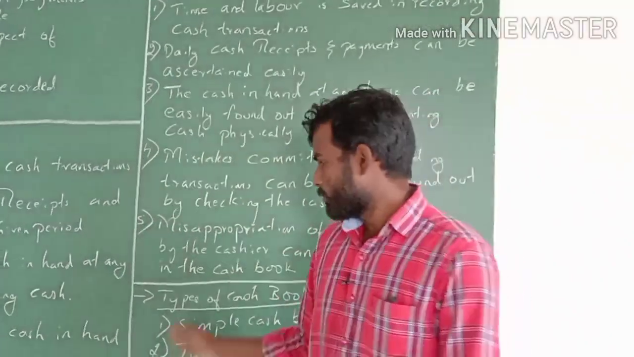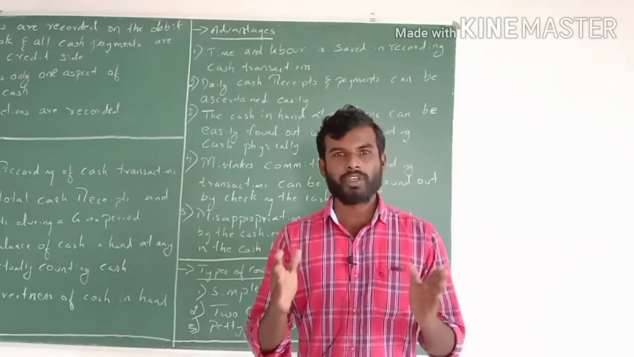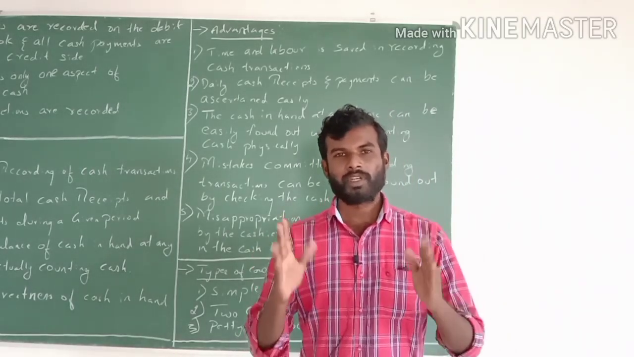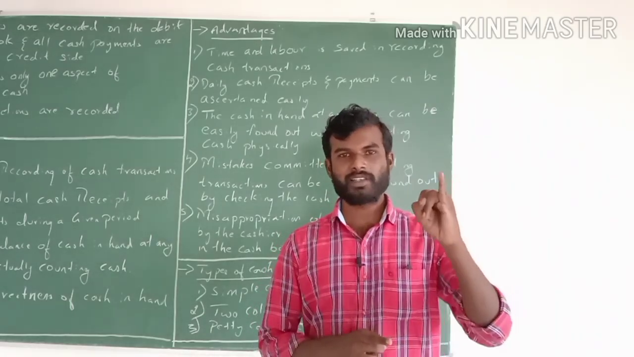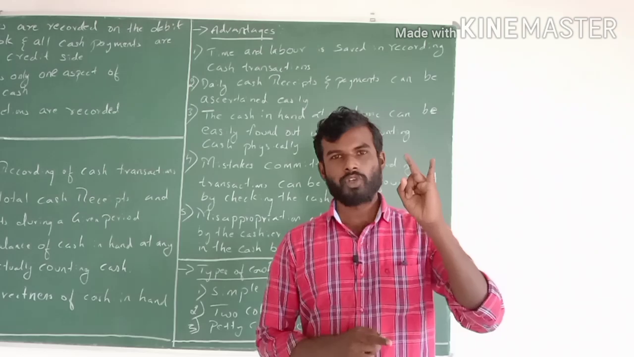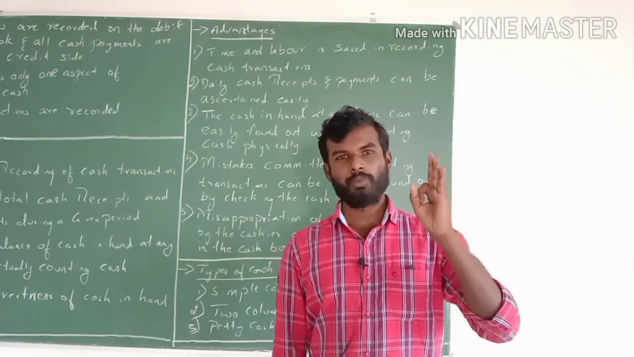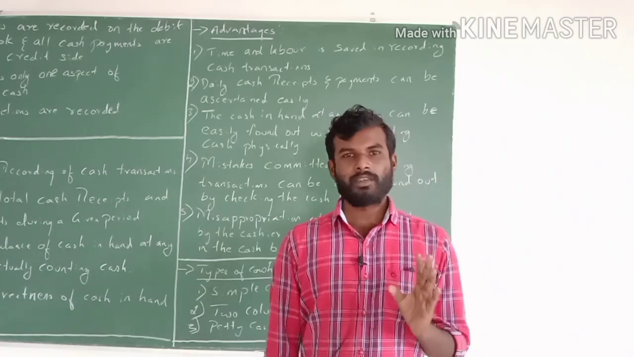Now the concept of types of cash book is completed. In the next class, we are going to discuss the important concept related to the simple cash book. Very important class, because the problems related to 6 marks will start. In the 2-column cash book, we will have the problems related to 12 marks. In the petty cash book also, we will have a 6 marks problem. So listen to the classes carefully.